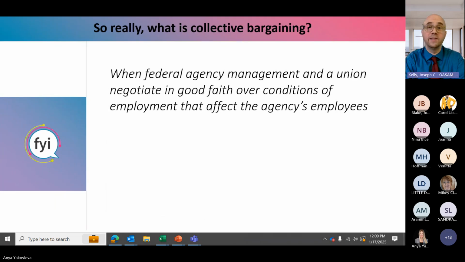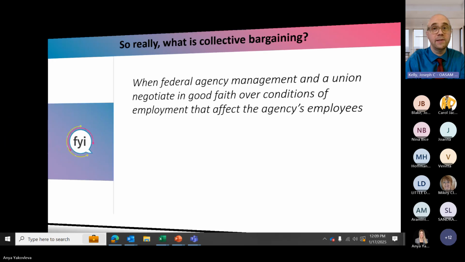So then really, what is collective bargaining? I would say that collective bargaining is when federal agency management and a union get together and negotiate in good faith over the conditions of employment that affect that agency's employees. And there's some nuance to that, but I don't think this is quite the place to get into the nuance, because I wanted to keep it at an introductory level for those who haven't had much exposure. Next slide, please.